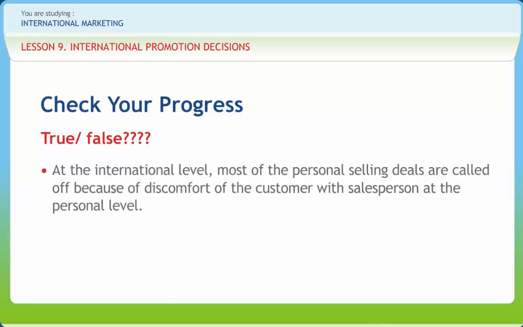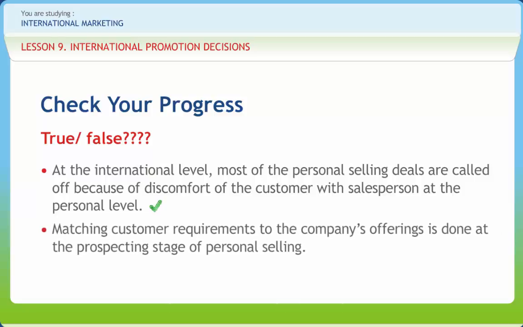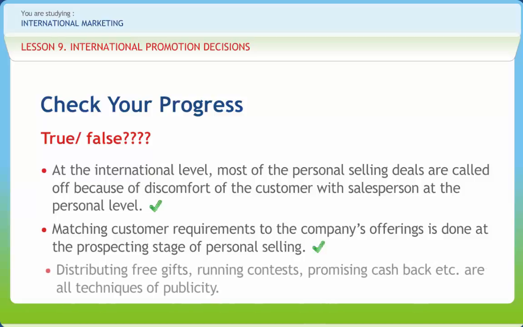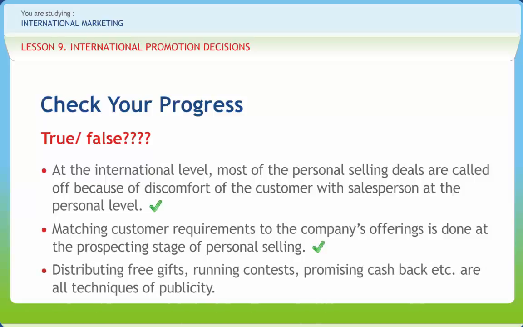At the international level, most of the personal selling deals are called off because of discomfort of the customer with the salesperson at the personal level. Right or wrong? Right. Matching customer requirements to the company's offering is done at the prospecting stage of personal selling. Right or wrong? Right. Distributing free gifts, running contests, promising cashback, etc. are all techniques of publicity. Right or wrong? Wrong.